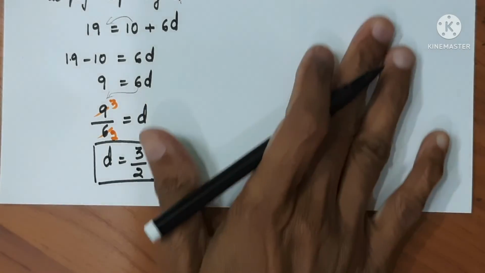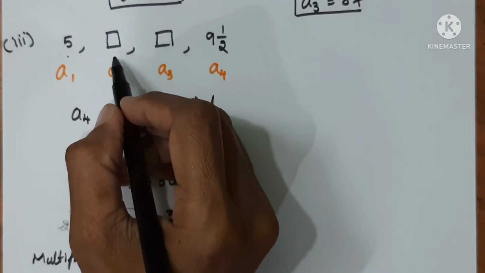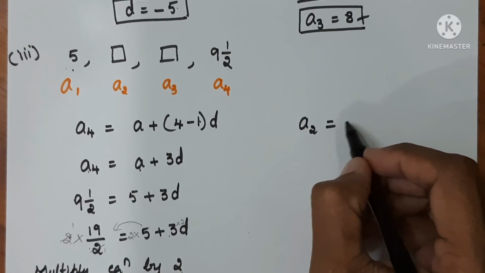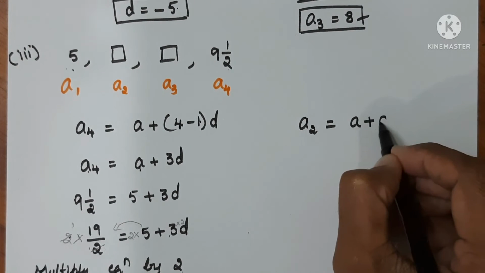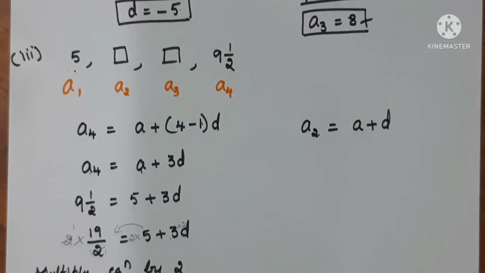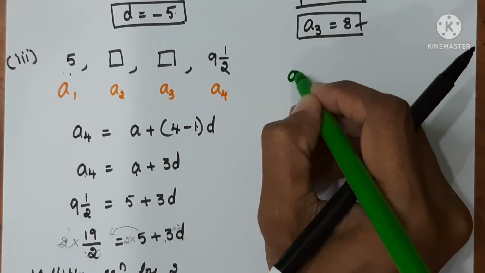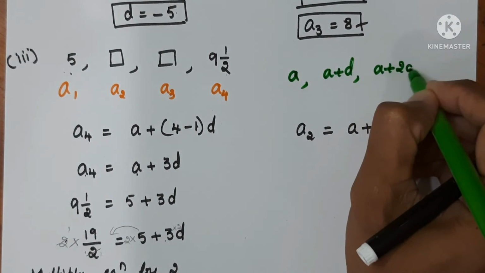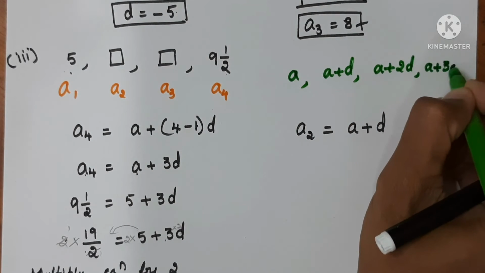Now let us find the second term of this AP. If you want the second term, you have to add the common difference to the first term, that is a plus d. We know that the general form of the arithmetic progression is a, a plus d, a plus 2d, a plus 3d and so on.